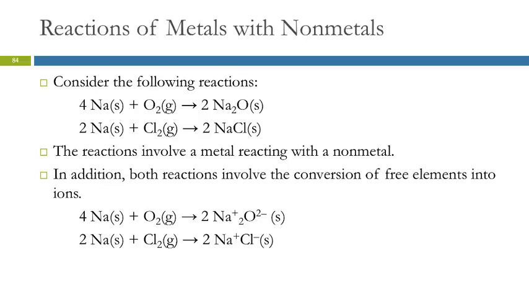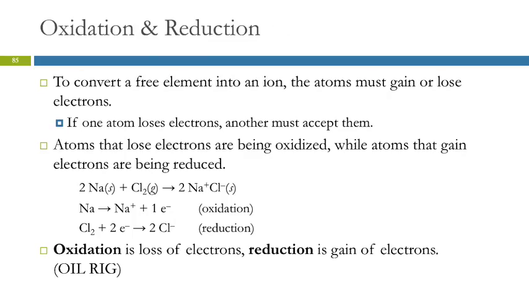That's always going to happen when you have a metal and a nonmetal reacting, because what kind of compounds are formed between metals and nonmetals? Ionic compounds. And the way you get ions is by transferring electrons. So you have to have atoms gaining or losing electrons in order to make the ions.